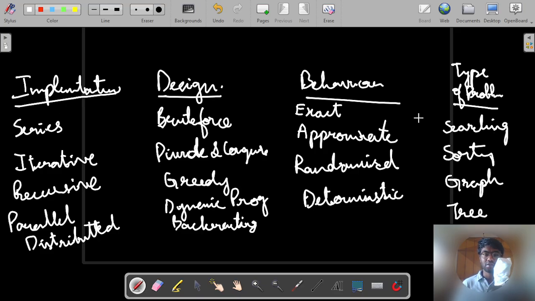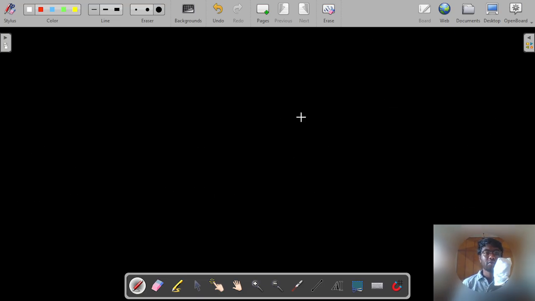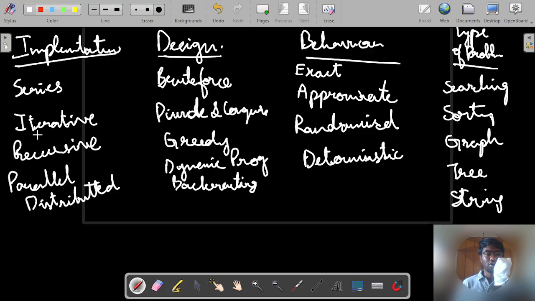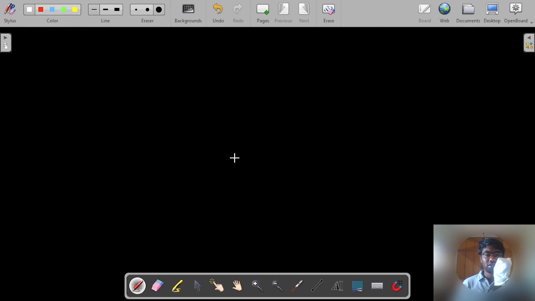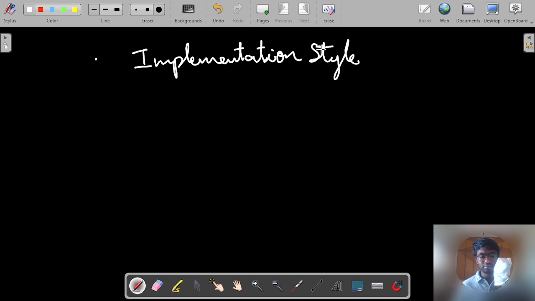Implementation, let's talk about each. Let's go with the first one, the implementation style. We will not talk about all of these items like series, iterative, and recursive, but let's understand how they look, at least just for us to recall things, right? So first one is a series algorithm.